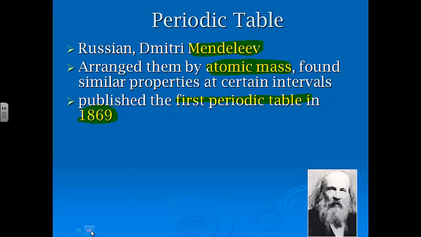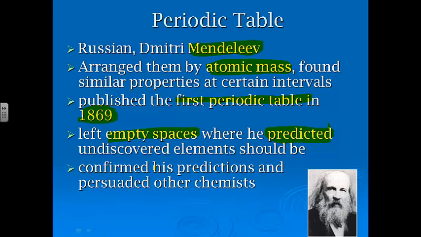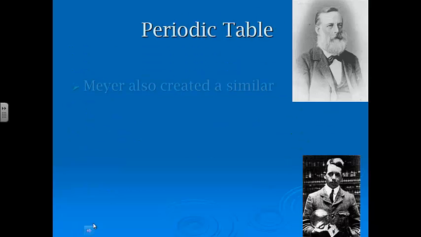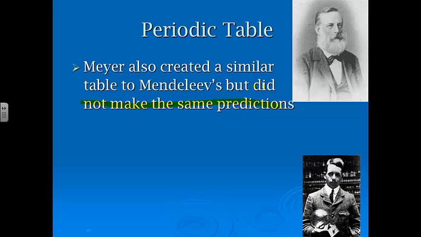Now, the big thing that convinced people is that he left empty spaces and predicted where undiscovered elements should be. And this was a big deal. When these predictions were confirmed, people really bought into the idea and believed that he actually really knew what he was talking about. And that was the big thing that persuaded other chemists, because at the time, with little evidence, a lot of people disagreed with him. Now, there was one other person. Meyer also created a very similar table to Mendeleev's, but the biggest difference is he did not make the same predictions that Mendeleev did. So because Mendeleev had the predictions, he was given credit for the new elements that were discovered.